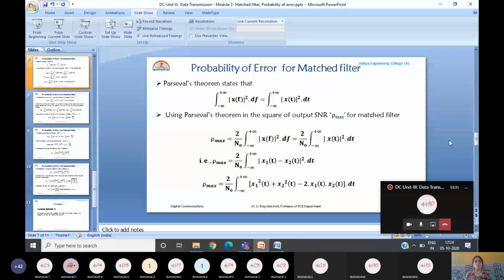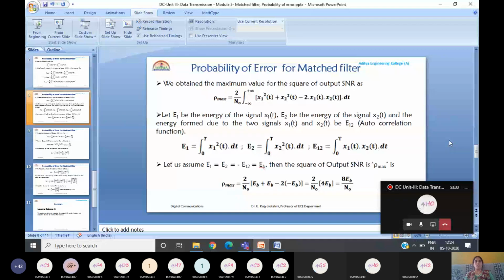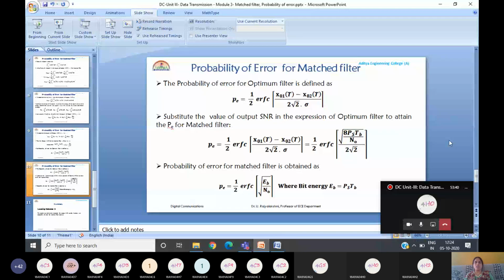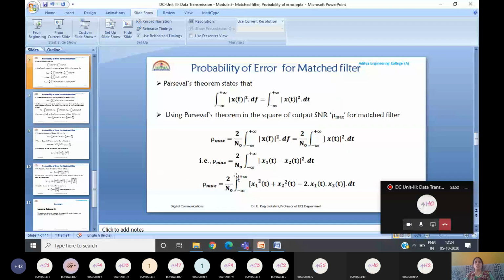We used Parseval's theorem and we assumed like this, and we calculated the probability of error for matched filter, and we obtained it as half ERFC of root EB by N naught. Now, in the next classes, we'll calculate the probability of error for ASK. We'll follow the same procedure, but here x1 of t will be AC cos omega ct and x2 of t will be 0. We'll just substitute the corresponding values of x1 of t and x2 of t.